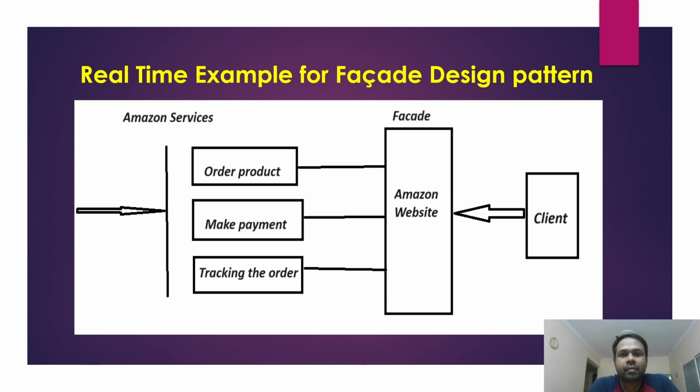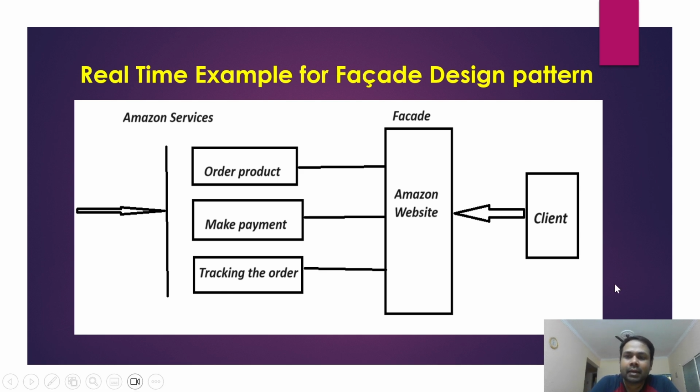Let us take the example of the Amazon website. Assume we are the users, we are the clients. This is the Amazon website, and the client interacts with it. There are many services provided by the Amazon website. We can do online shopping, we can search for any product, we can cancel the order, we can make the payment, we can track our order, all these things. These are the services of Amazon.